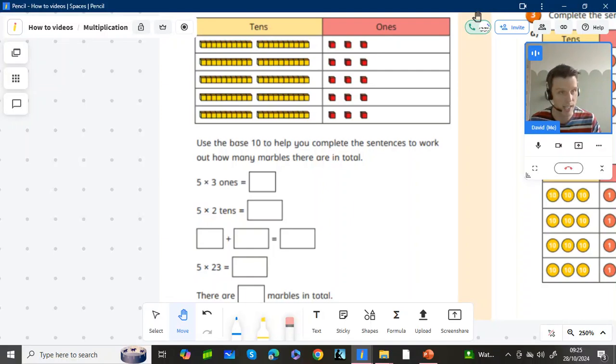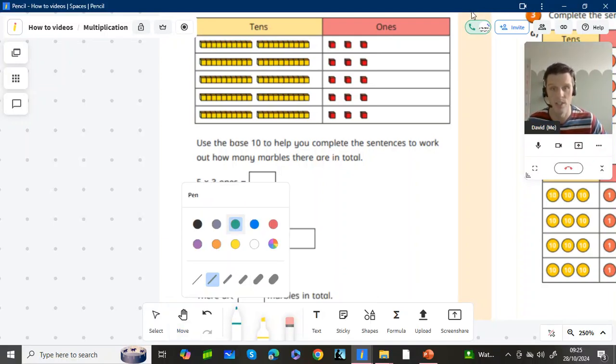Now I'm going to model the beginning for you to help you, and then you can answer the rest of the questions. So 5 times 3 ones. Okay, so we can just count them off the place value chart. So 1, 2, 3, 4, 5, 6, 7, 8, 9, 10, 11, 12, 13, 14, 15. So there are 15 ones.